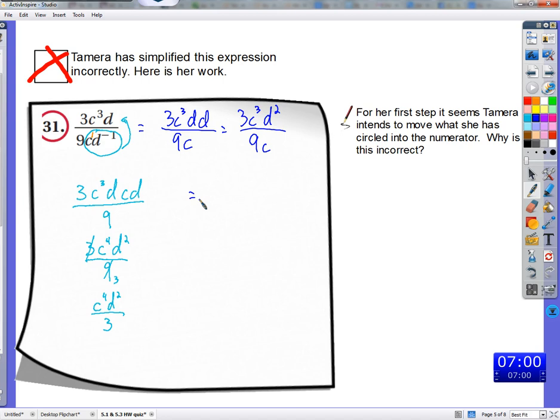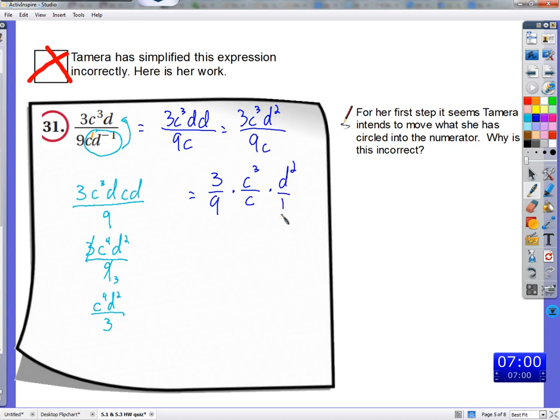I'm going to overthink this a little bit, but I'm going to write it so that we can remind ourselves exactly why we can do what we want to do. We want to just cancel some stuff out, right? Well, let's remind ourselves why we can. We could write it as 3/9 times c to the third over c times d squared.